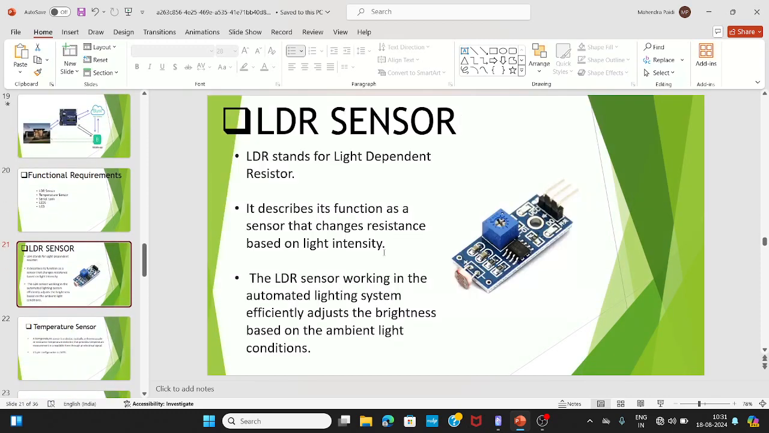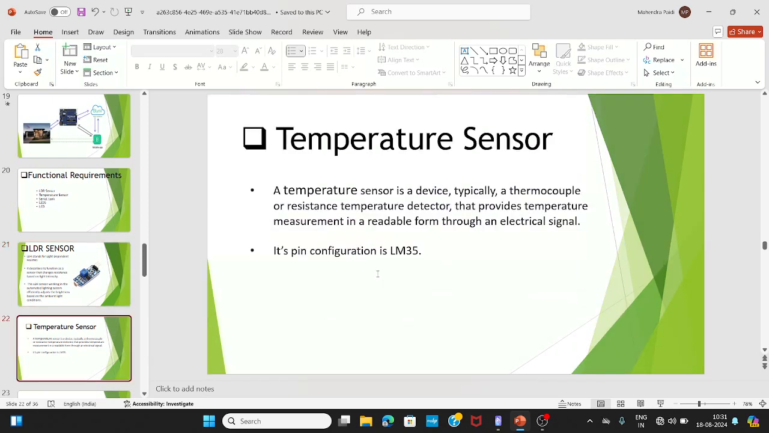First, LDR. LDR stands for light dependent resistor. It functions as a sensor that changes resistance based on light intensity. The LDR sensor works in the automated lighting system, effectively adjusting the brightness based upon the ambient light conditions.